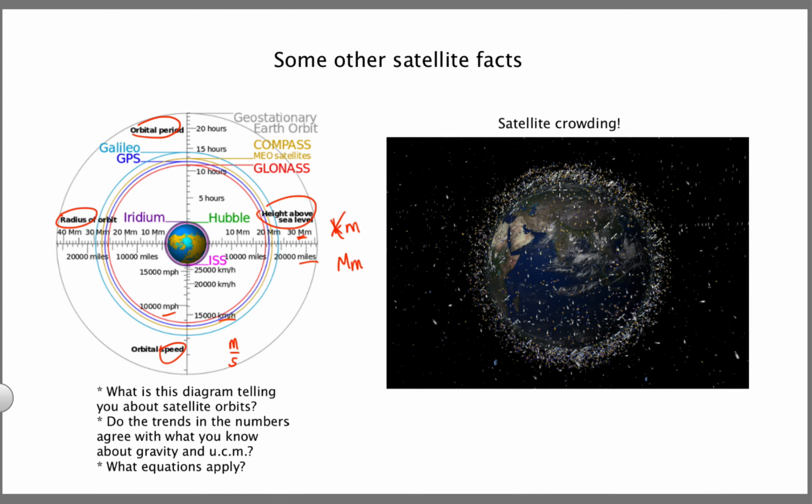Just looking to the side here, there's one other graphic, which if we were together in class, I would be talking about with you. Satellite crowding. It's a diagram or picture of Earth with all this stuff around it. Each of these points is meant to represent where some satellite is located around our planet right now. As you may or may not know, there's lots of different satellites up there. There's communication satellites, weather satellites, spy satellites, and scientific satellites like the Hubble Space Telescope and others.